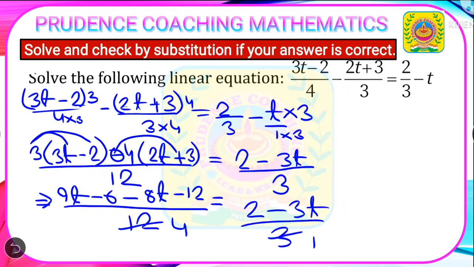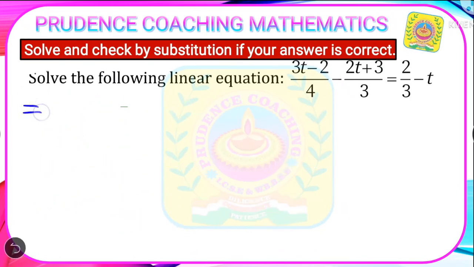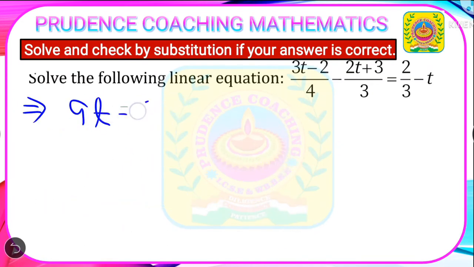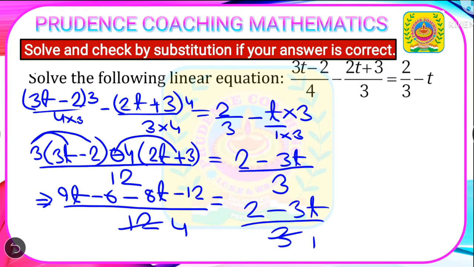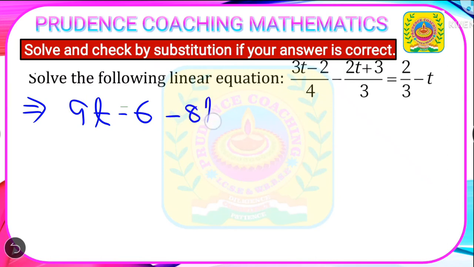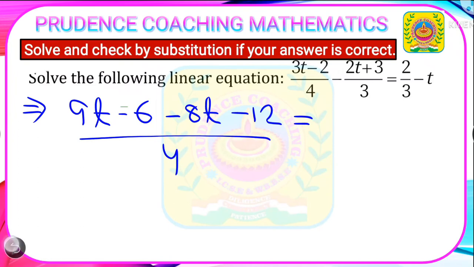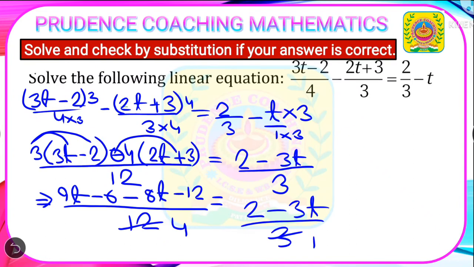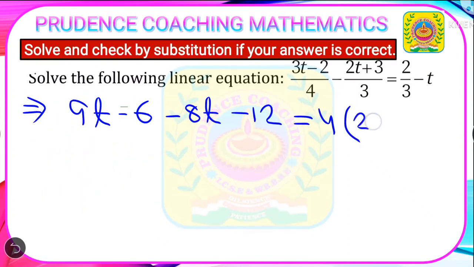So here what you will get is 9t minus 6, you can see 9t minus 6. Again what we had is minus 8t minus 12, so minus 8t minus 12 equals to the 4 which you had here will be taken to here, that is division will become multiplication, and what we had on the right hand side is 2 minus 3t. So you write 2 minus 3t. Now you need to further calculate.